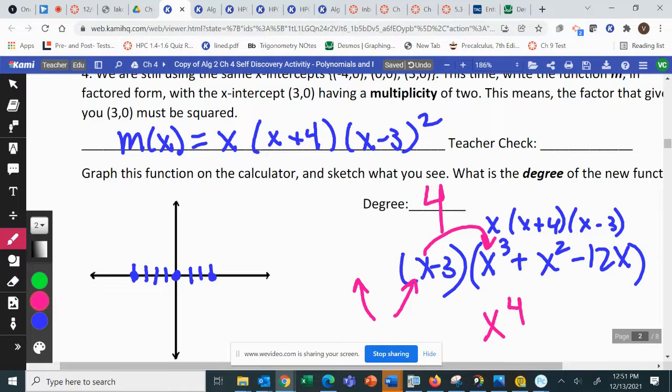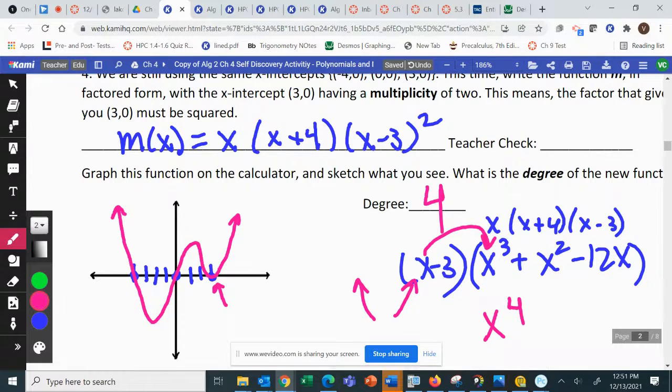Are there any bounces? Where? 3, 0, yeah, at 3 on the x-axis. So I know it has to go up on that side. I know it has to end up on this side, but I know there's a bounce. So now I just need to connect it so nobody else has a bounce.